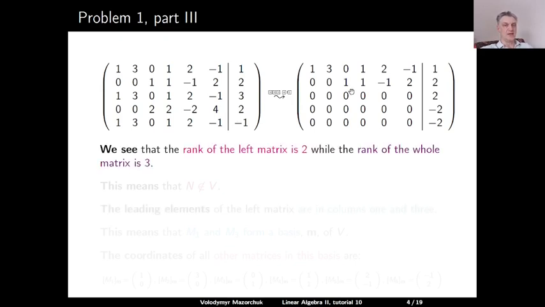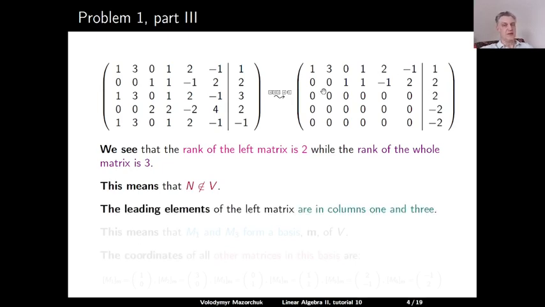And we see here that the matrix on the left-hand side before the vertical line has 2 non-zero rows. It's in the row echelon form, so it has rank 2, while the matrix together with the last column, so the complete matrix, has obviously rank 3. We will have a non-zero element here. And this means that the vector N does not belong to the subspace V.